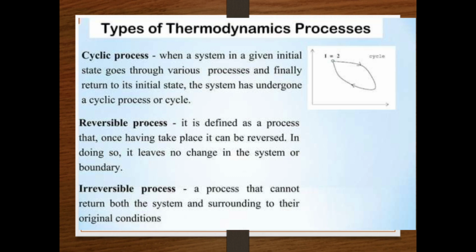Second one, reversible process. It is defined as a process that, once having taken place, can be reversed. In doing so, it leaves no change in the system or boundary. Then irreversible process: a process that cannot return both the system and surroundings to their original condition.